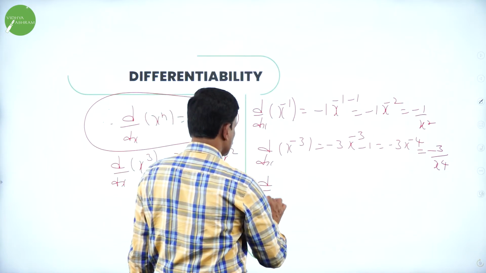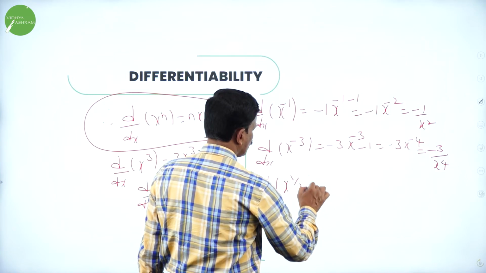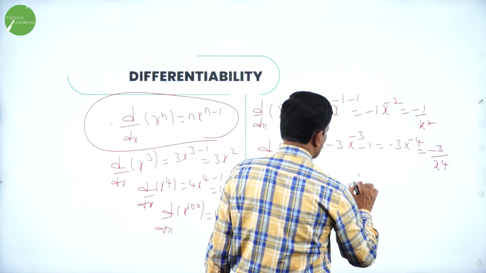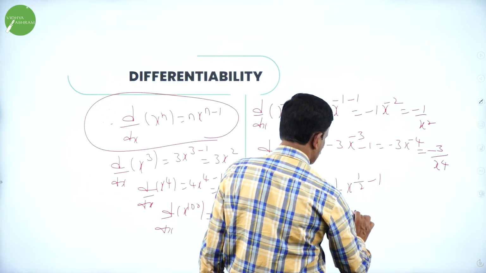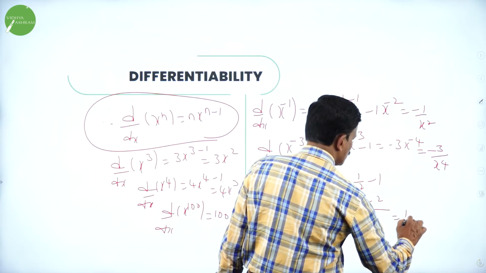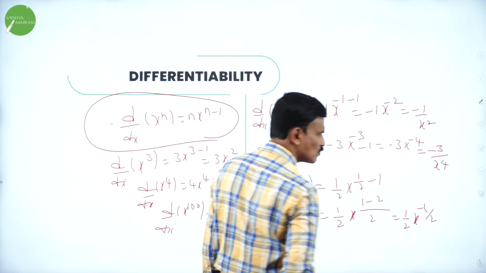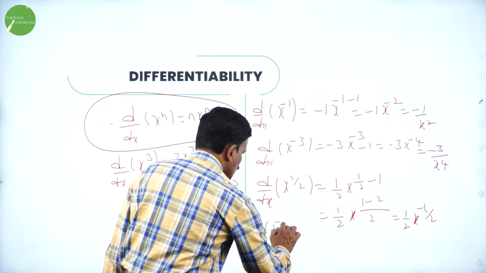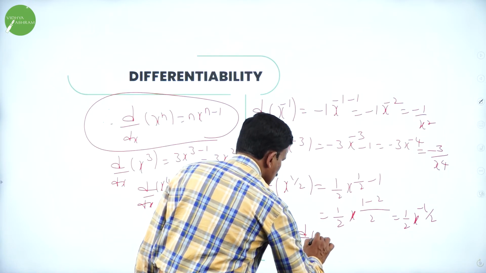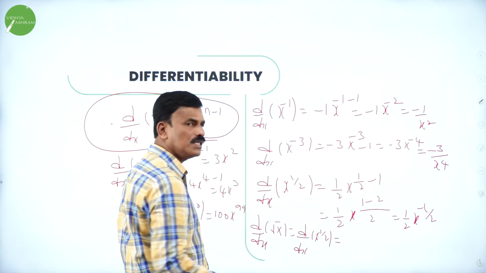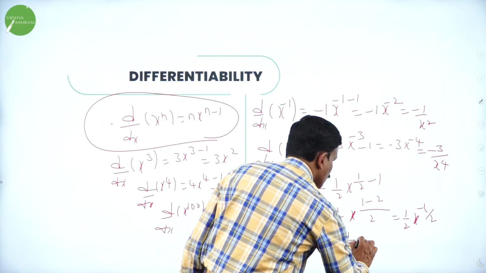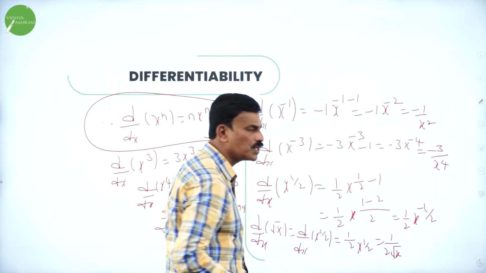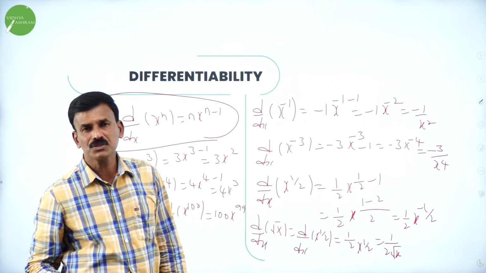Suppose it is d by dx of x to the power of 1 by 2, a positive fraction. Here n is equal to 1 by 2, so we get 1 by 2 x to the power of 1 by 2 minus 1. Taking the LCM, this is 1 by 2 x to the power of minus 1 by 2. Or suppose it is d by dx of root x. Root x can be written as x to the power of 1 by 2, so the derivative is 1 over 2, and bringing the power to the denominator, minus becomes plus, giving root x. So the differentiation of root x is 1 over 2 root x.